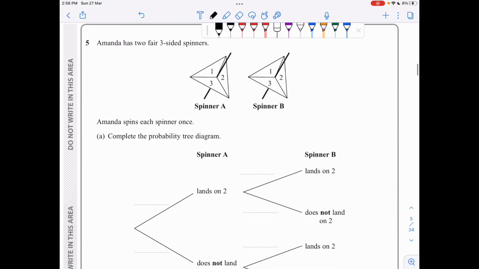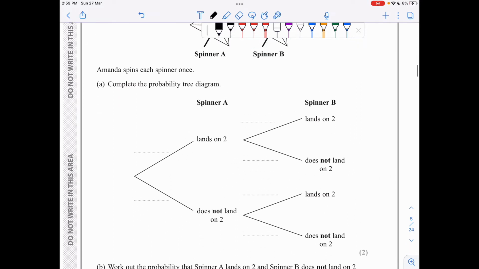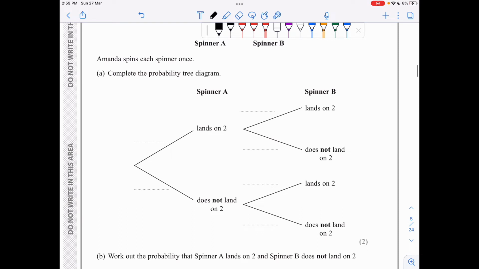Question 5, we've got two fair three-sided spinners, so 1, 2, and 3 are equally likely to appear. I'm being asked to complete the probability tree diagram shown here. The probability it lands on 2 is obviously a third, and 2/3 of not being 2, and exactly the same thing is repeated here since the two spinners are indeed identical.